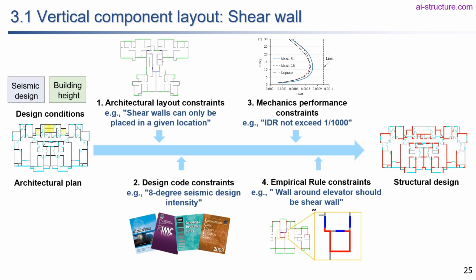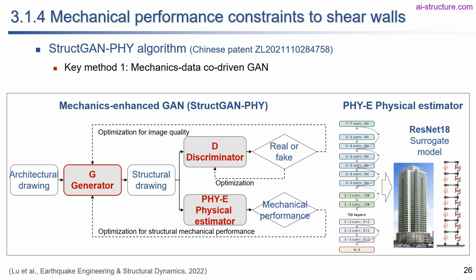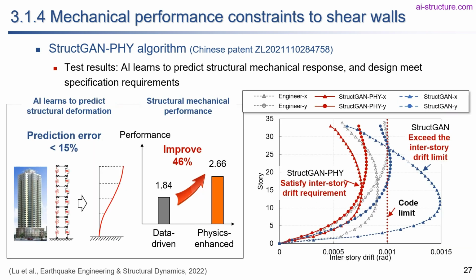For mechanical constraints in structural design, for example, the interstory drift ratio should not exceed 0.1%. We developed a StructGAN physics algorithm, the mechanics data code-driven GAN. Its key technology is the physical performance evaluator, which is a surrogate model based on ResNet 18, which can effectively guide the generator to learn the mechanical property. The result of the test shows that AI can learn to predict structural response.